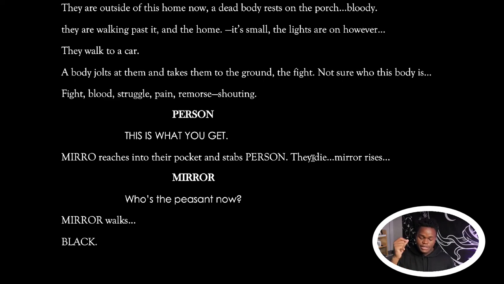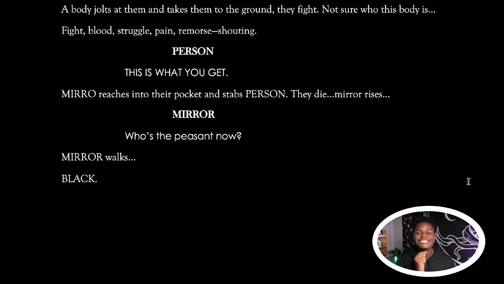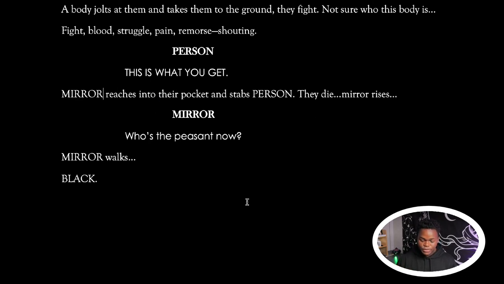A body jolts at them and takes them to the ground. They fight. Not sure who this body is. It's probably most likely the body that was on the porch that you thought was a dead body. Fight, blood, struggle, pain, remorse, shouting. This is what you get. That's interesting. Mirror reaches into their pocket and they stab the person. They die. Mirror rises. Who's the peasant now?